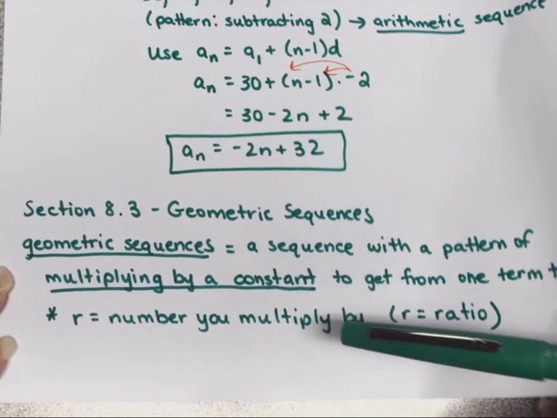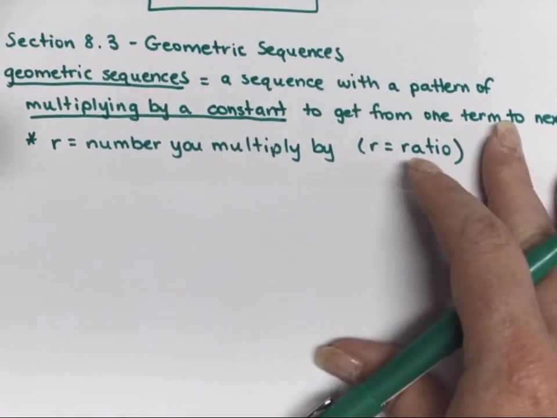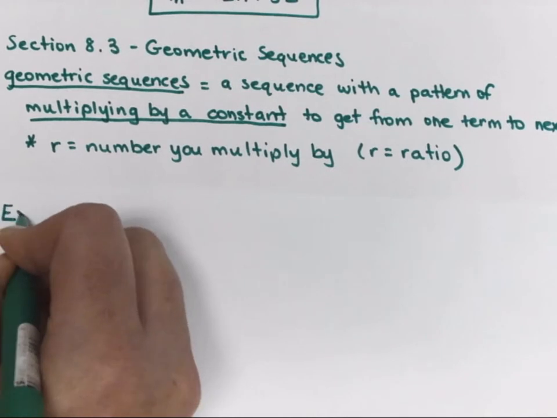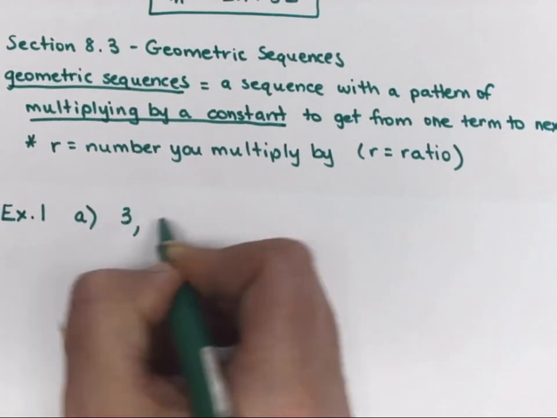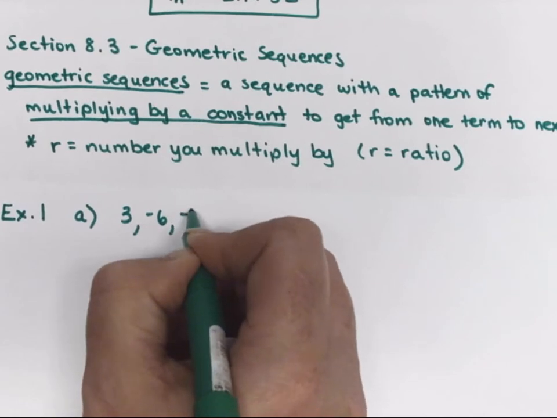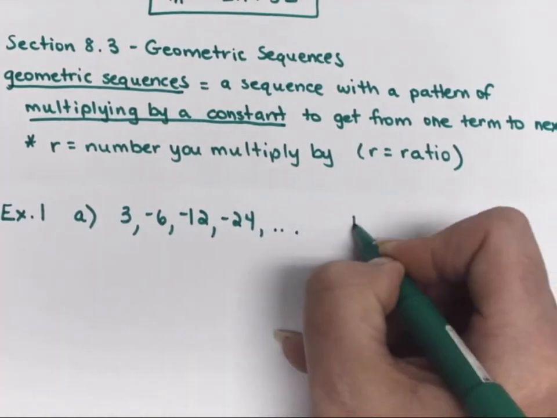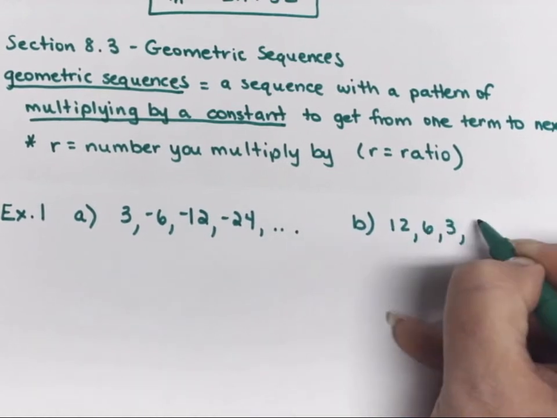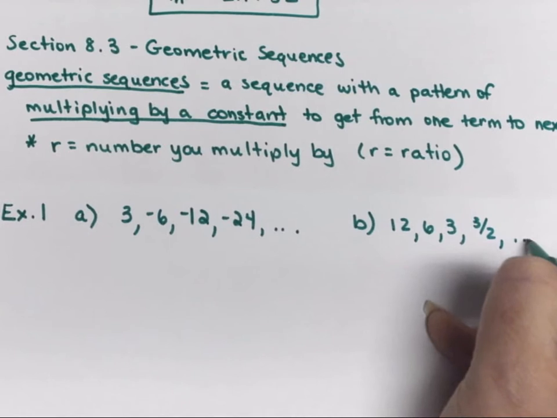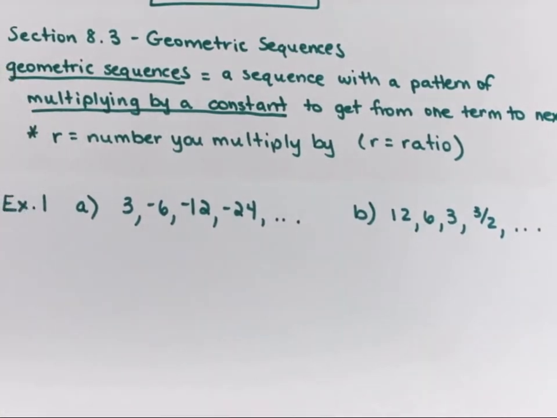Okay, so I still think you're going to be able to pick these sequences out pretty easily. So let's just do one where I show you what a couple of these might look like. So this is a geometric sequence, and so is this. I want you to write both of them down, and then we're going to talk about why they're both geometric.